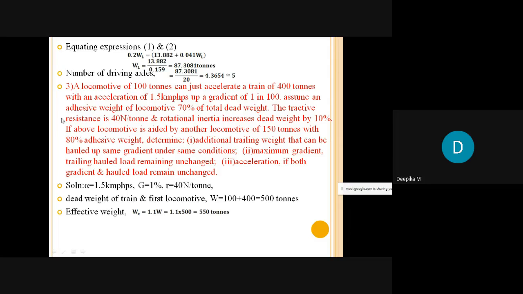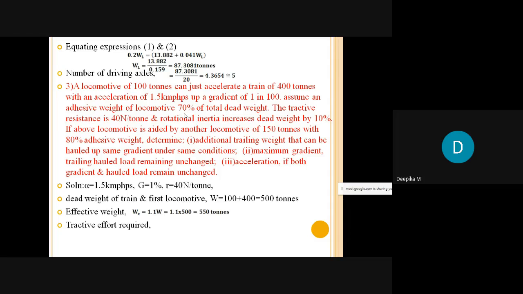They have given that the adhesive weight of the locomotive, WL, is 70% of the total dead weight. Hence, first we will calculate the total tractive effort.